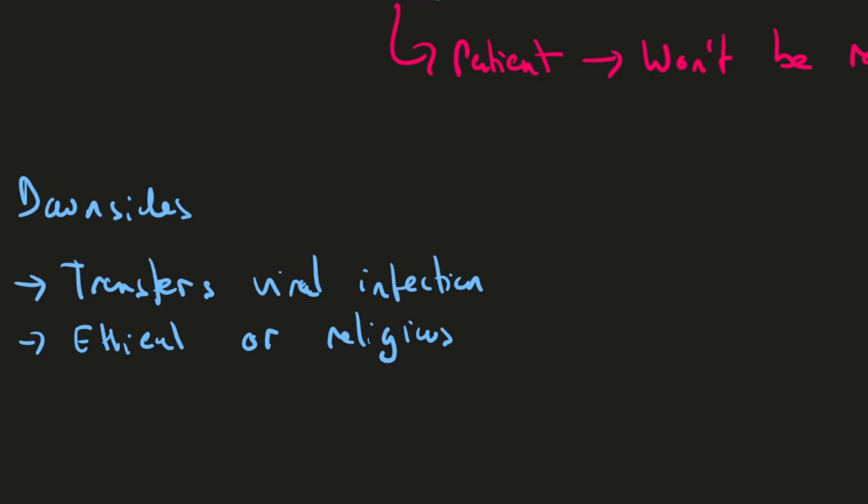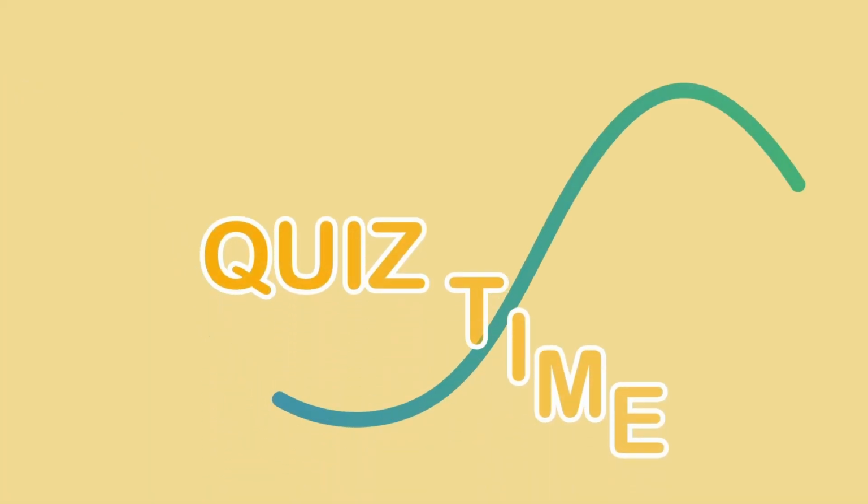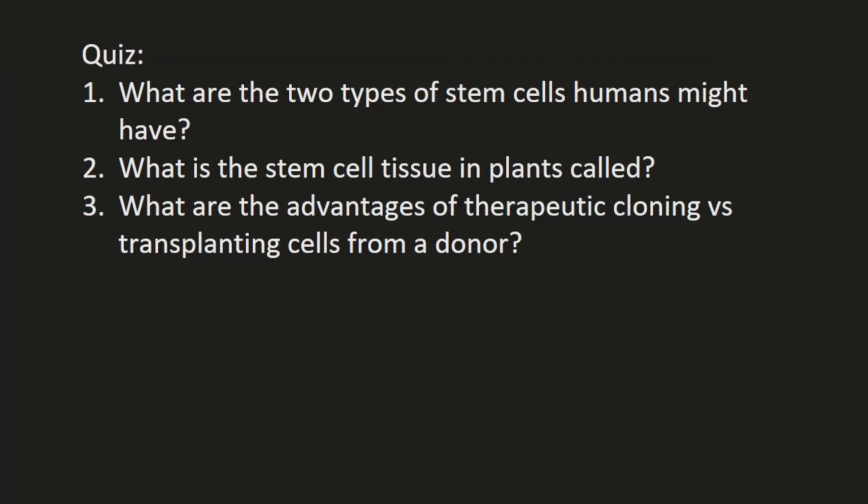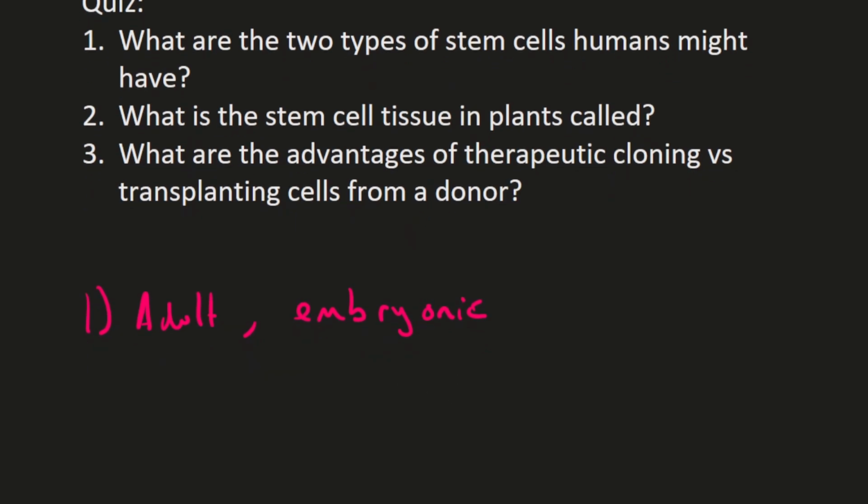Okay, so let's go into some questions to recap. Okay, a few questions as usual. Feel free to pause the video, have a go yourself, and come back for the answers. So question 1, what are the 2 types of stem cells humans might have? Well, you have your adult stem cells, and you also have your embryonic stem cells. And obviously the embryonic ones are only found in the embryo, so at the beginning of human life.